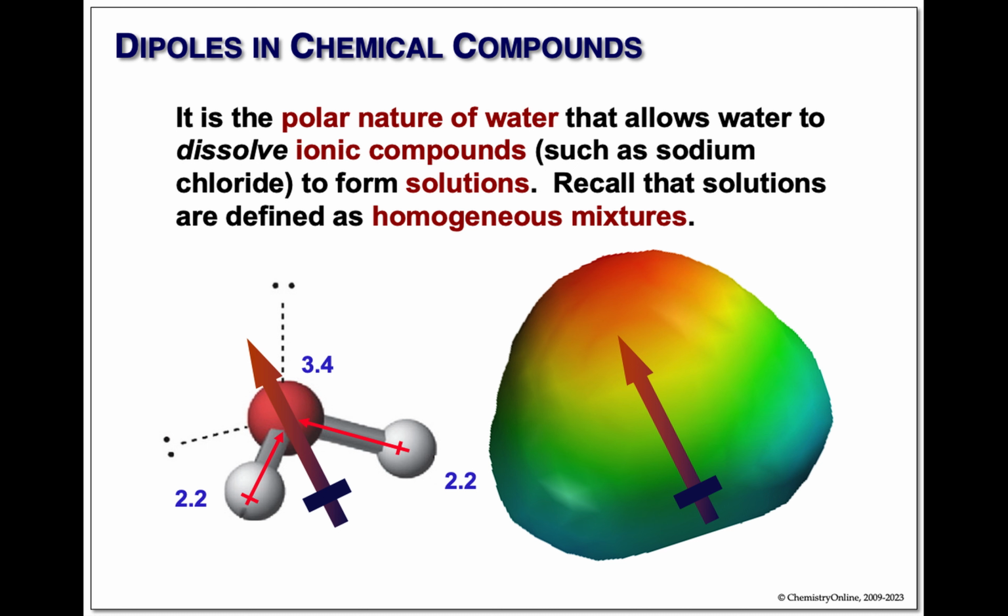Now, a long time ago, we talked about mixtures. We said that homogeneous mixtures were also known as solutions. It is the polar nature of water that allows it to form homogeneous solutions with ionic compounds. This is why water can dissolve salt, for example.